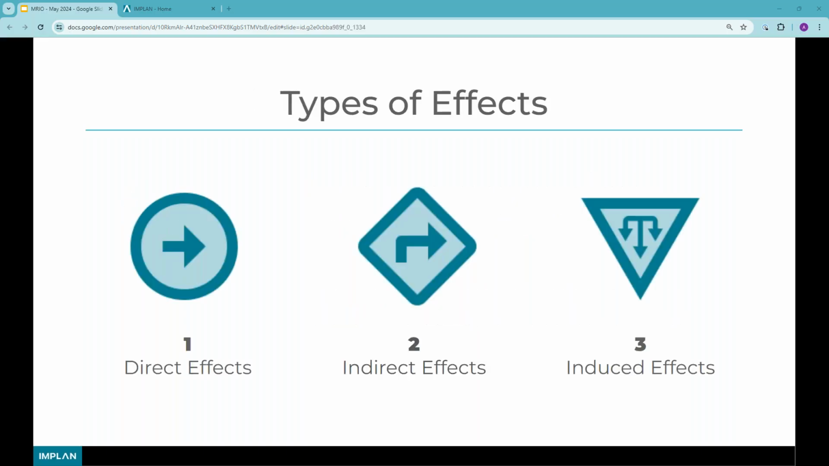Modeling in IMPLAN is going to trace all of that spending through an economy, and it's going to measure the cumulative effects of that spending. Most, but certainly not all, of our analyses will generate three possible types of effects: direct, indirect, and induced.